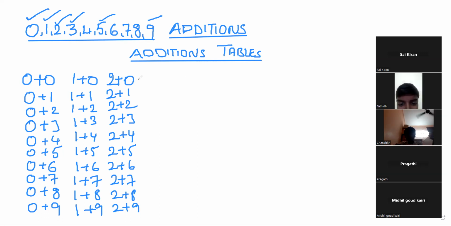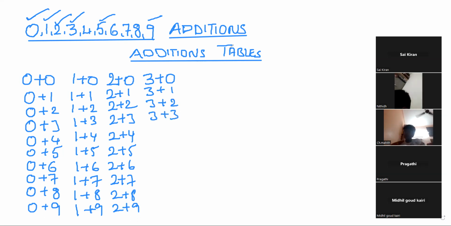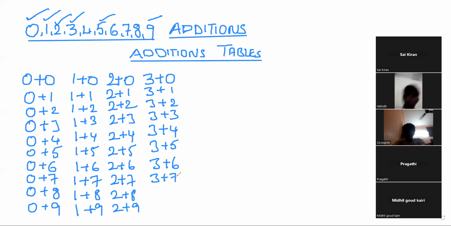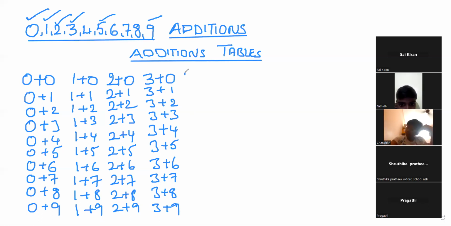Okay. Then they did the same thing with the next digit. What's the next digit? 3. They added 3 to 0, 3 to 1, 3 to 2, 3 to 3, 3 to 4, 5, 6, 7, 8. Okay. Next, what did they do? What digit did they take next? 4.